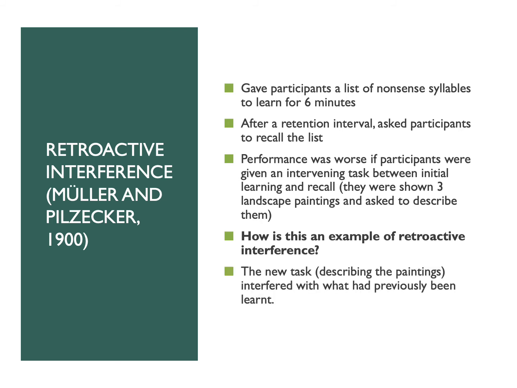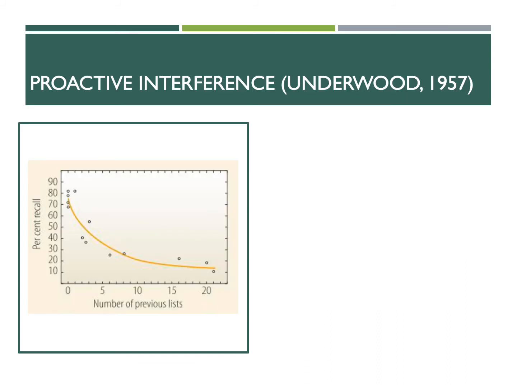It's because the new task of describing the paintings interfered with what had previously been learnt with the nonsense syllables. So recent information of describing the paintings interfered with old information of the nonsense syllables. The third piece of research is about proactive interference, and again it's by Underwood.